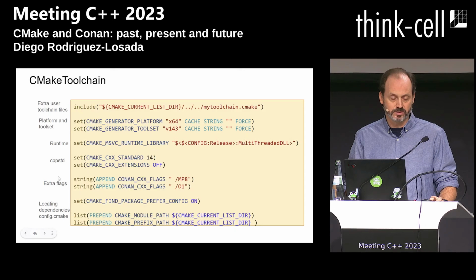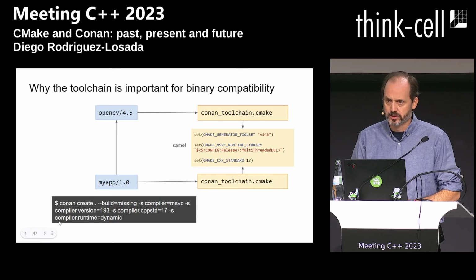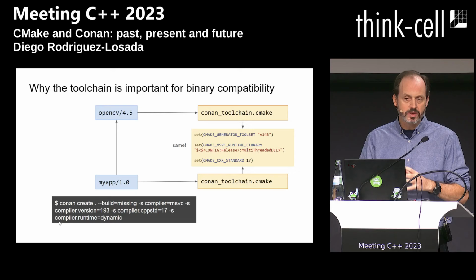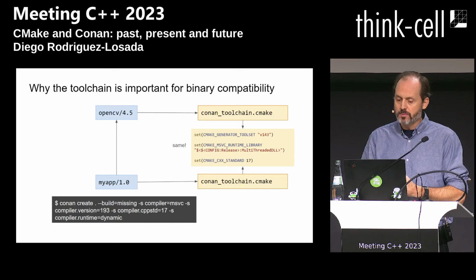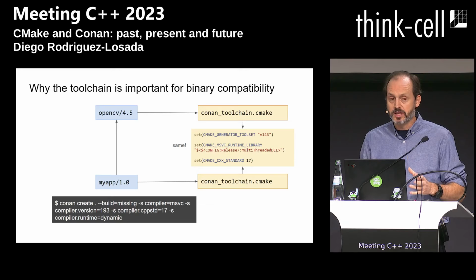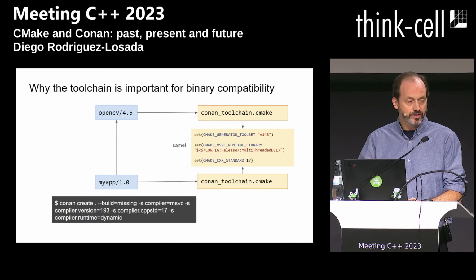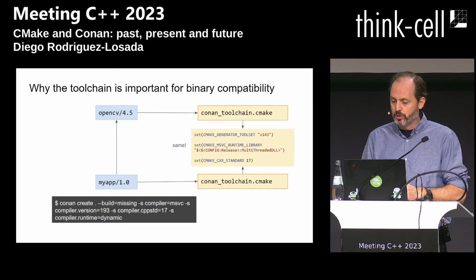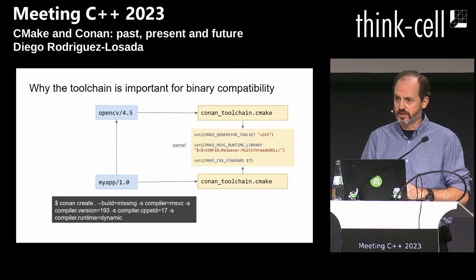Why is the toolchain so important? Because we have a dependency graph. When we are working, we shouldn't be thinking just about the application that we are building at this moment. If I am building my application and I want to create a package or I just want to build a binary, I will be defining my configuration. Hey, I'm using Visual Studio, this version, C++17, whatever. Okay, I will generate a Conan toolchain for my current application to build with these settings.